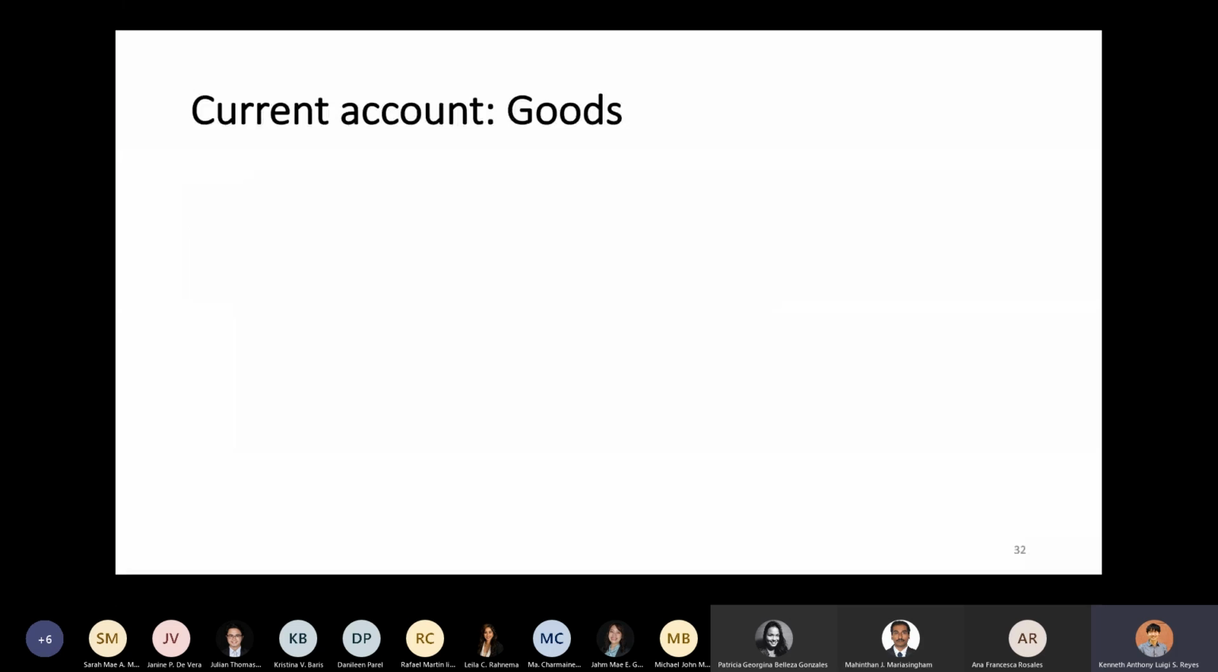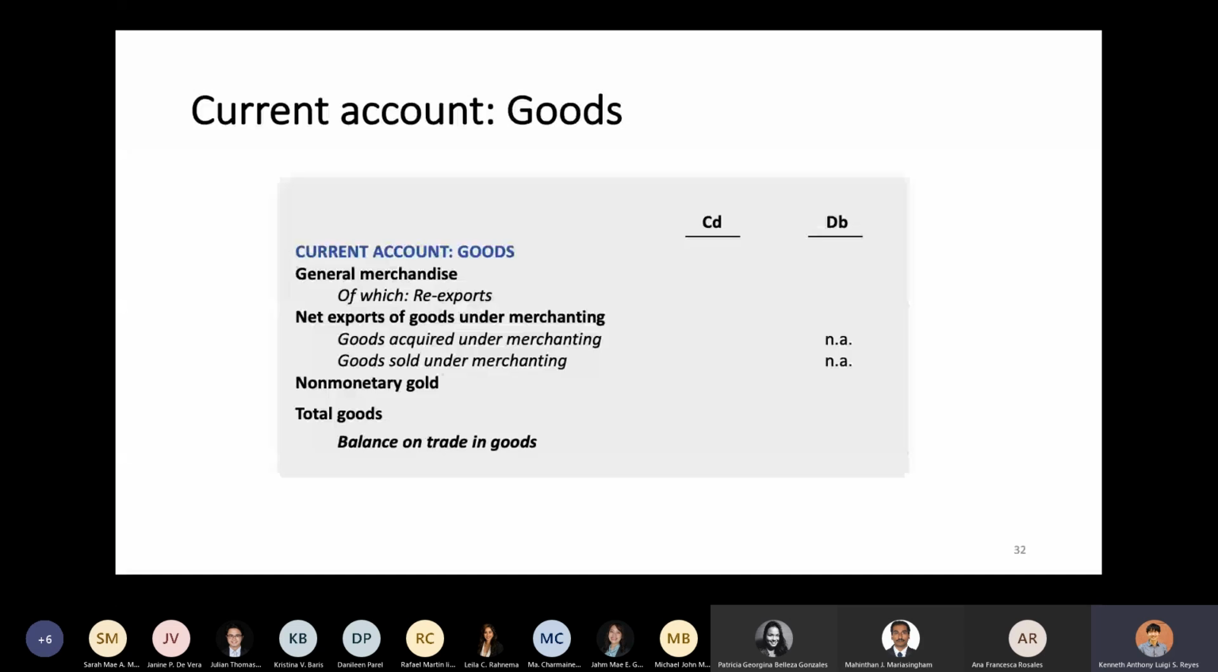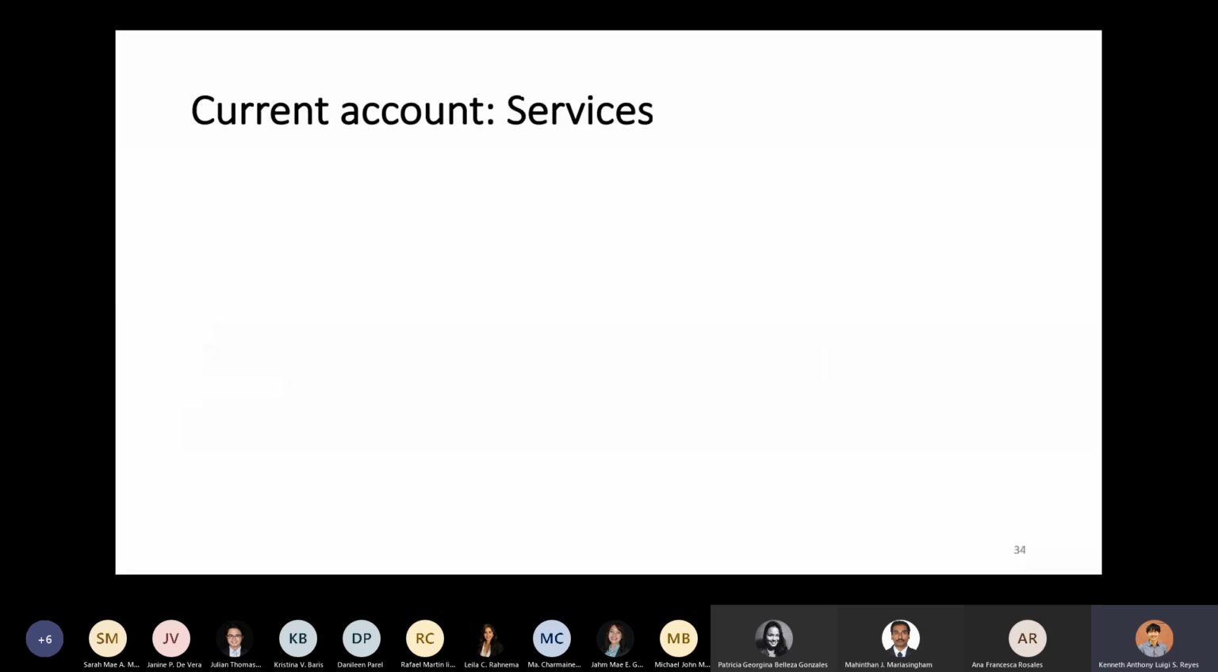In summary, the goods account of the current account looks something like this. You have general merchandise, and then you state separately re-exports, and then you have the net exports of goods under merchanting. Notice that they do not have debit entries because all of them are just in credit. And then you have non-monetary gold. Okay, moving on to the services component.